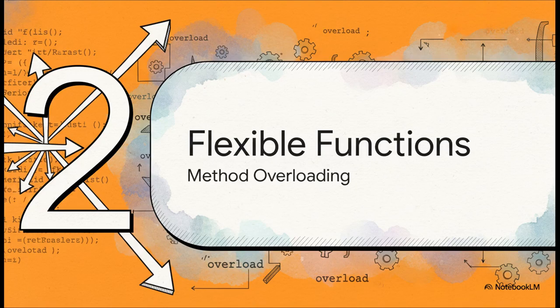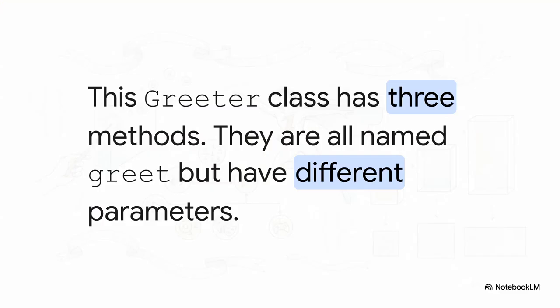Okay, so we get the why. Now, let's get into the how. This is where the rubber meets the road with our first big example, method overloading. We're about to see this theory come to life in some actual code. So check out this greeter class. We've got 3 methods here, and notice they are all named greet. The secret sauce is in the parameters. One takes nothing at all, another one takes a string, and the third one takes a string and a number. This right here is method overloading in its purest form.